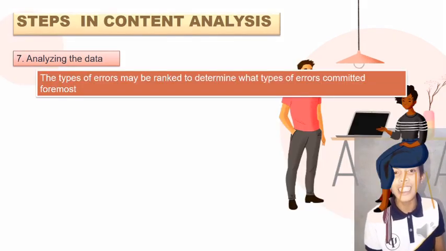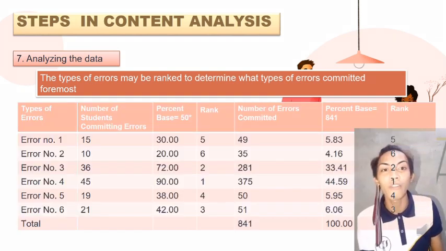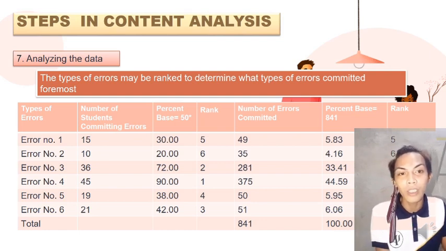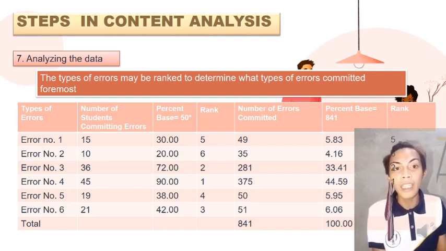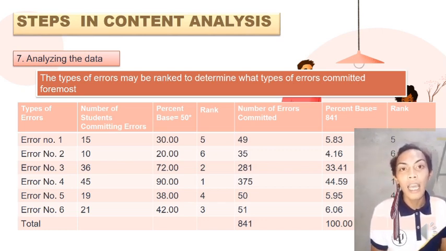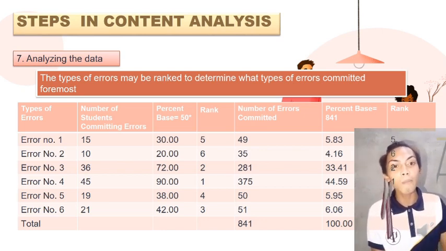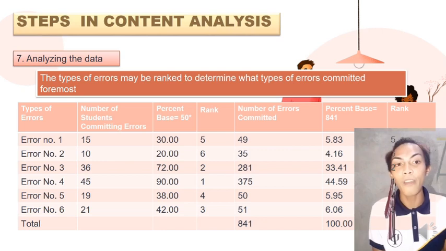In analyzing the data, the types of errors may be ranked to determine which type of error is committed the most. For example, in error number 1, there are 15 students committing the error, and then they look for the percent and the base. They rank it, whether it is on the 5th or the 1st, and then the number of errors committed, just like in collecting the data, and then the percent based on the number of errors committed, and also they rank it.